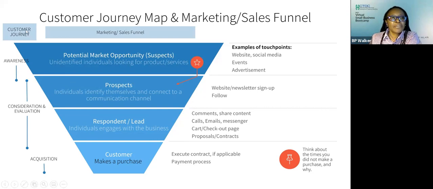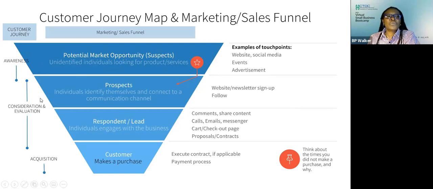So if I layer the customer journey, which I put here on the left-hand side, with the marketing sales funnel, you see that the person has a triggering event. And so we're thinking, how many people in the district, let's just use the district for example, almost 700,000 people live in the district. Out of the 700,000, how many are going to have that potential problem, meaning how many are the potential market opportunity. So it's the unidentified individuals looking for the product and services. They have the trigger, they start looking. So that's where we have that awareness phase.